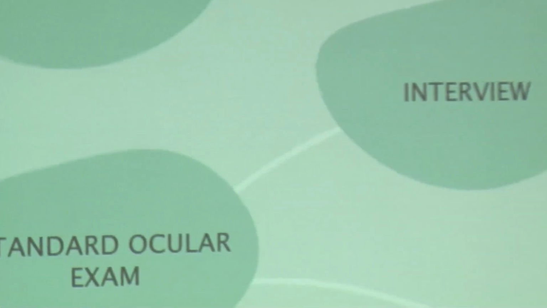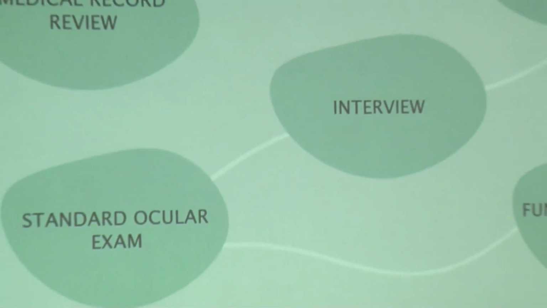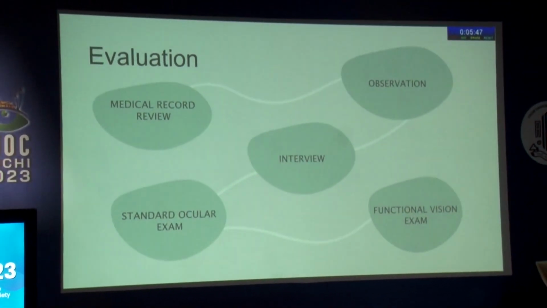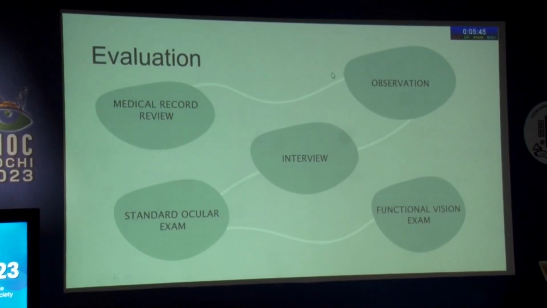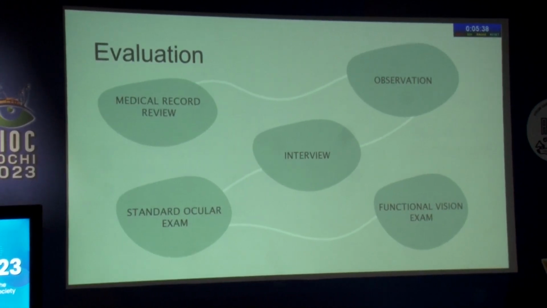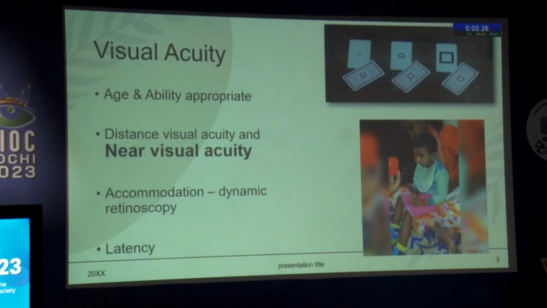So the evaluation differs from routine pediatric evaluation in the sense that you'll have to do a thorough medical record review for other problems and perinatal problems in the child, and the drugs that the child is on, and also observe the child when the child comes into your clinic. An interview with caretakers and the specialists is very important. With a standard ocular examination and best corrected glasses, a functional vision exam is mandatory in every child with CVI.